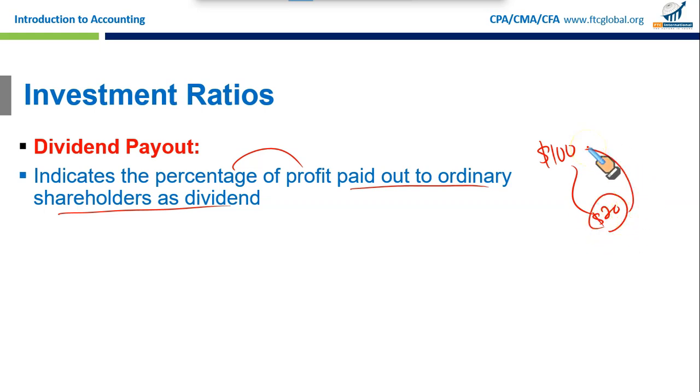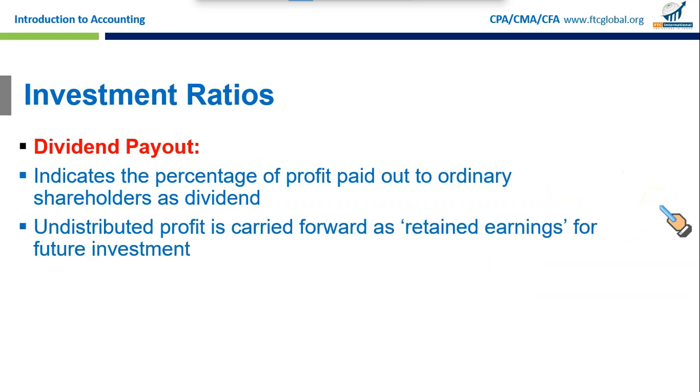20 by 100 is the dividend payout. And if you ask what the retention ratio is, $80 has been retained out of 100. So $20 or 20% is the dividend payout, 80% is the retention ratio. The profit that remains undistributed becomes part of your retained earnings as a source of finance, which we will use in future investments.